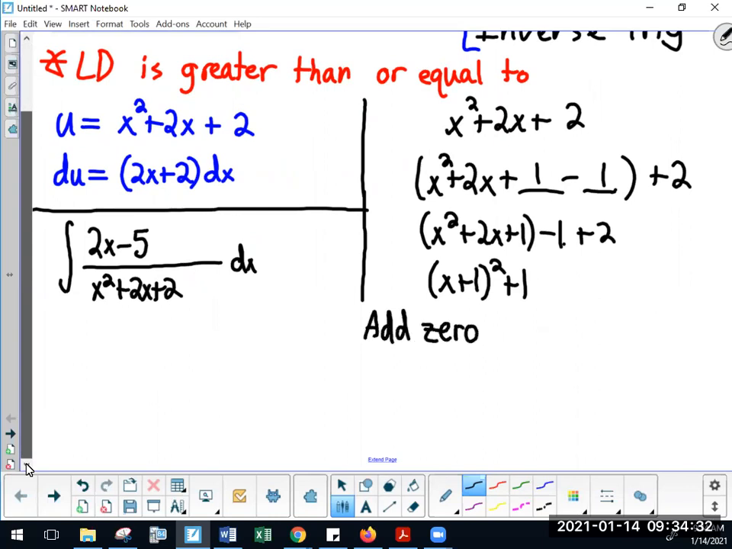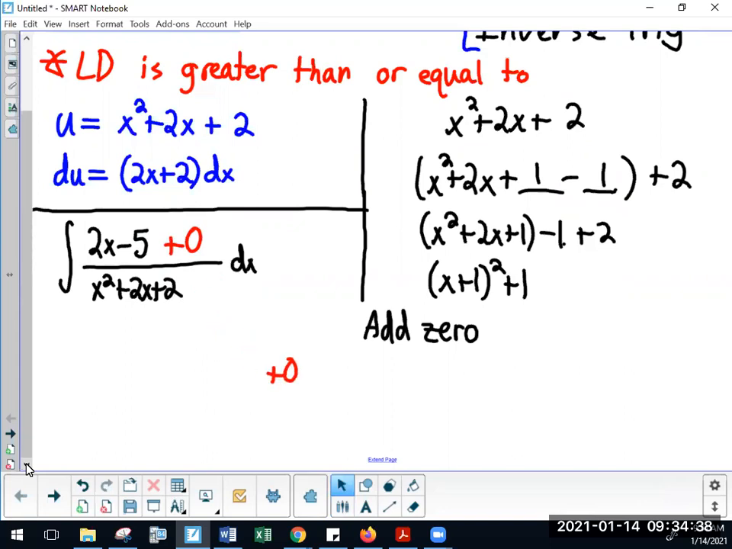Now, I don't just want to add 0 like this, because adding 0 like this doesn't help. I want to add 0 in a particular way. Those of you wondering what I'm talking about, adding 0, Mr. Lepkowski? That's exactly what you did when you did completing the square, right? If you add 1 and subtract 1, you're adding 0. You're adding a particular type of 0 when you're completing the square, but you can add 0 anytime you want.